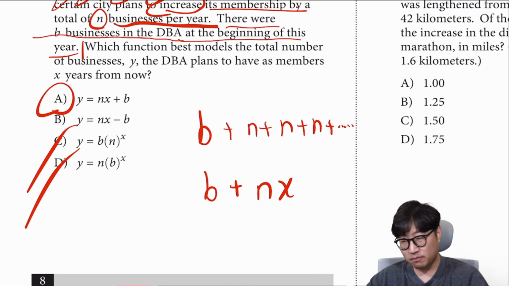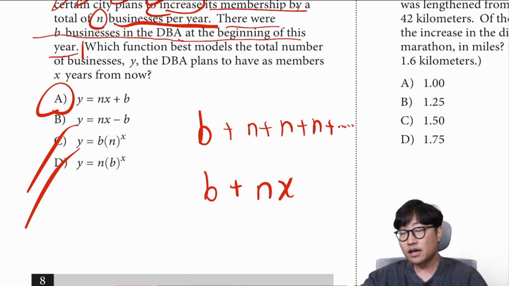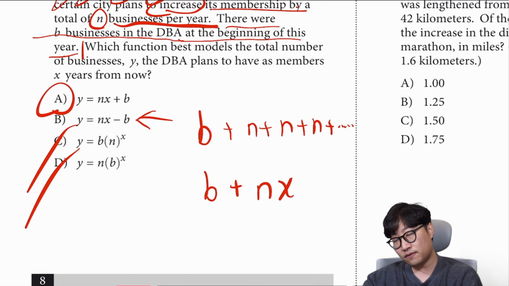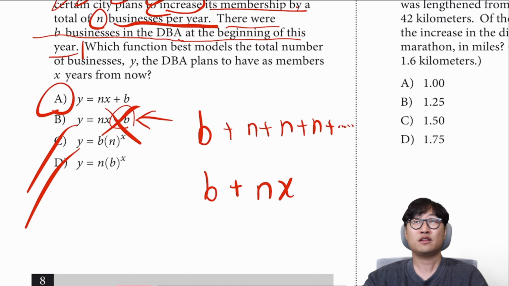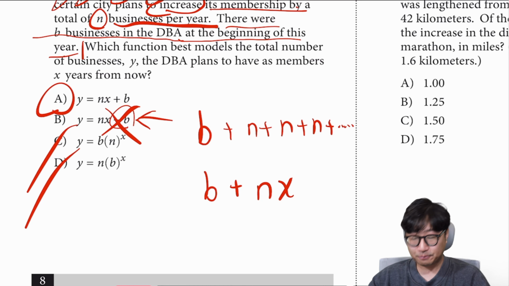You'll get rid of C and D immediately because they're exponential. Once again, you're adding the same number of businesses every year, so it's got to be linear, a constant increase. And another thing about B is that it's got a negative y-intercept, which doesn't make any sense, because how do you start with a negative number of businesses? That doesn't make any sense, which is probably why the answer choice must be A.